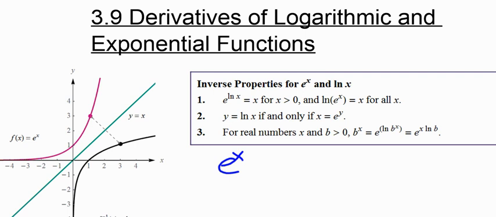And this is a function that looks like the pink curve. That's how they graph. This is base e. And we see that it always goes through the point (0, 1) in its parent function form.